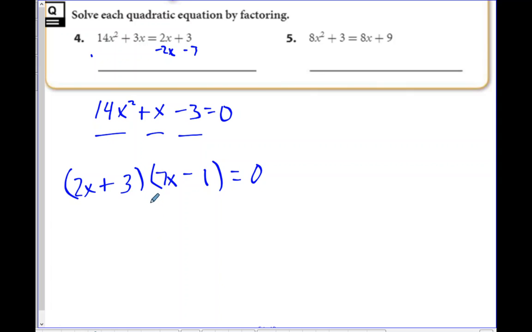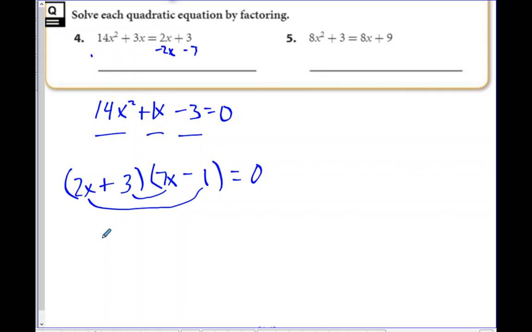All right. Now I need to take the product of these. 3 times 7x is 21x. 2 times negative 1 is negative 2. So what's 21 plus negative 2? 19. But what's it supposed to be equal to? X. It's supposed to be equal to 1x, yeah. So that doesn't work. That's okay. So I could switch it. I could switch the 2x and the 7x.